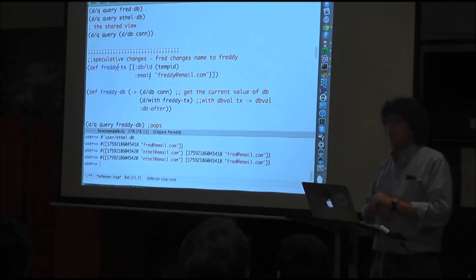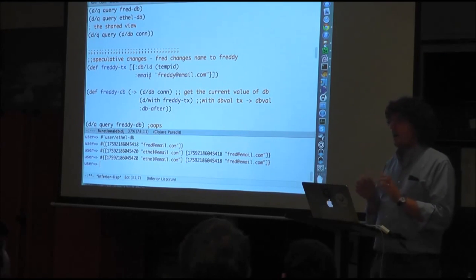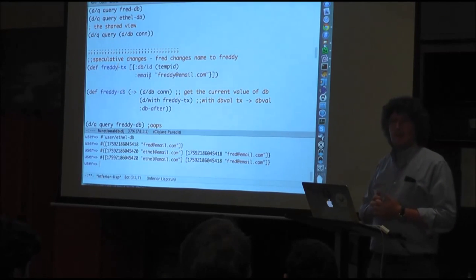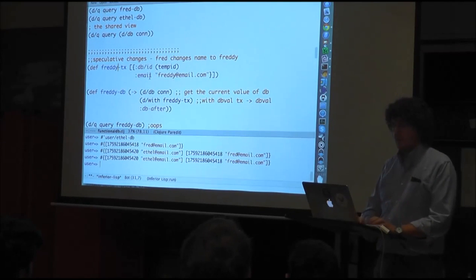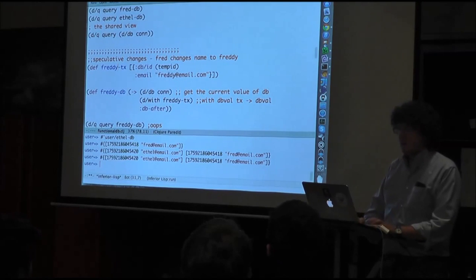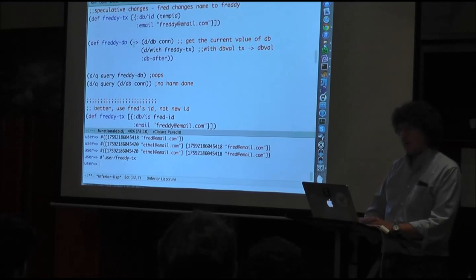So you heard about the speculation thing and this function called with. So instead of issuing a transaction, you want to try with. You're going to say, I don't really know what I'm doing yet. Let me try to make this update to Fred's email to change it to Freddy. So what we want to do is create a Freddy transaction that sets email to freddy@email.com. So we make this transaction.